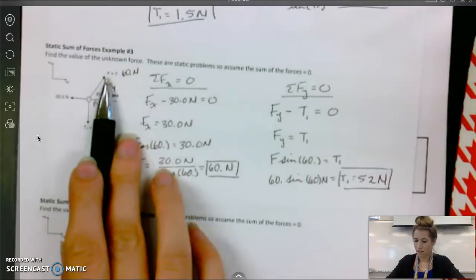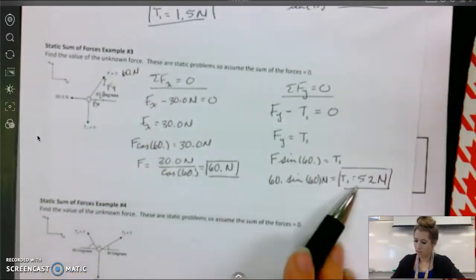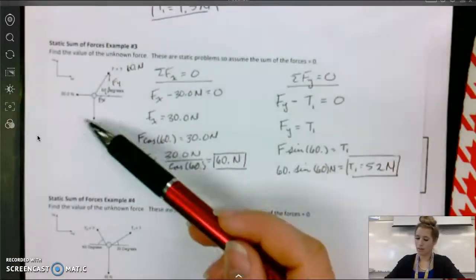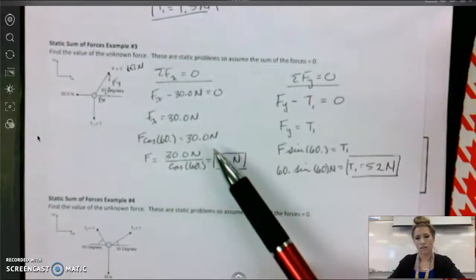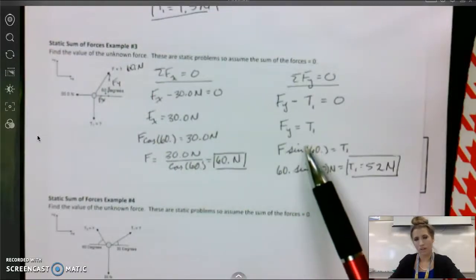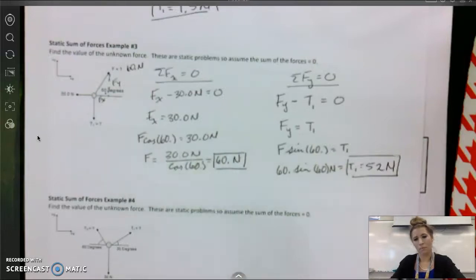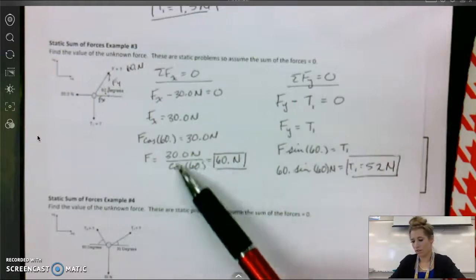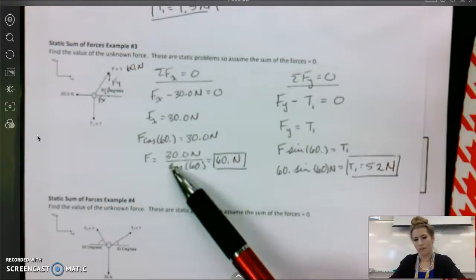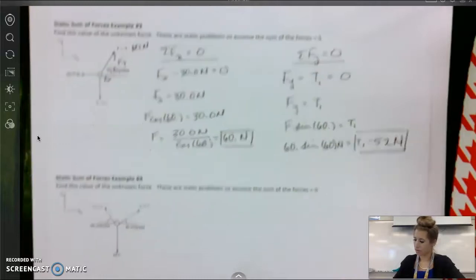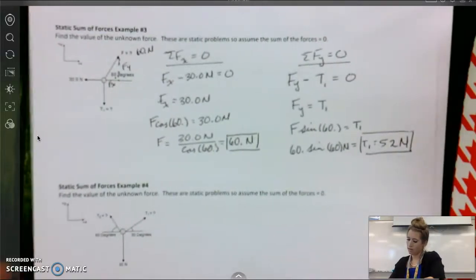Okay, so there's my F unknown, and then there's my T unknown. Now here's what's important to remember with these. If we have two unknowns, then you're going to need two equations, and you're going to solve for one of them here, and then you can plug it in over there. And then luckily, when we've been solving here, we had each of these components. We knew all of that. All right. Practice finding the value of the unknown forces.